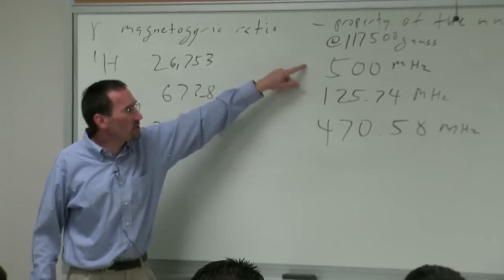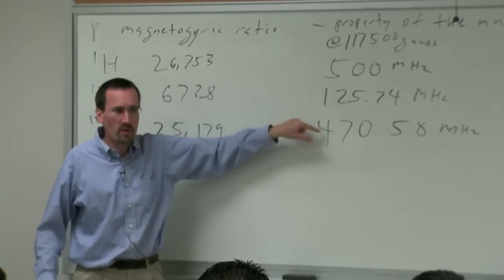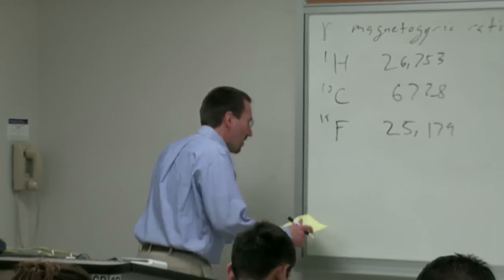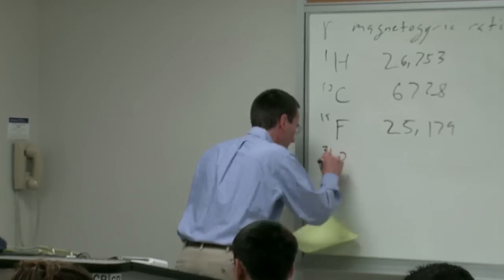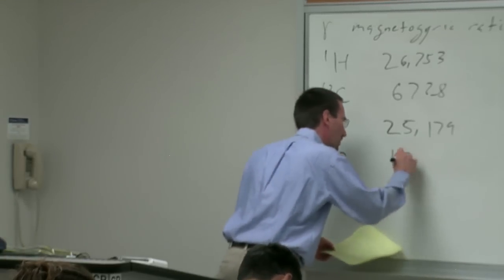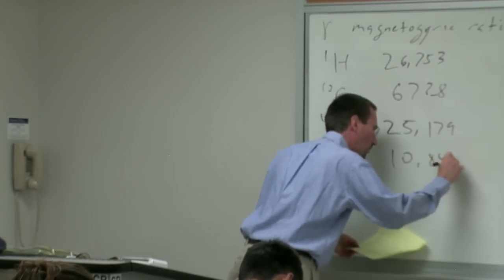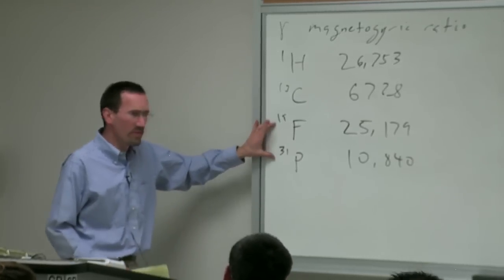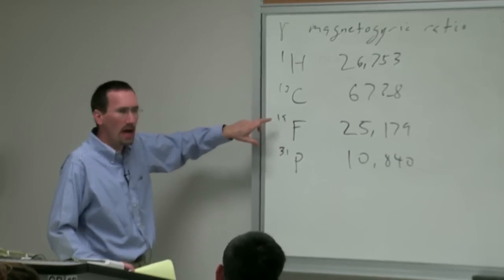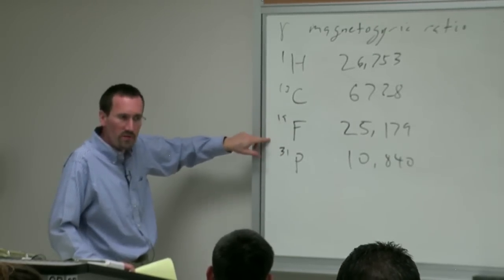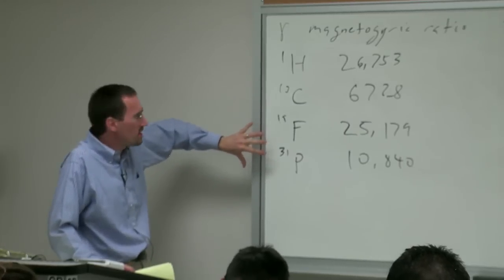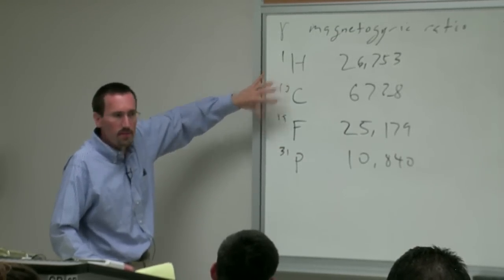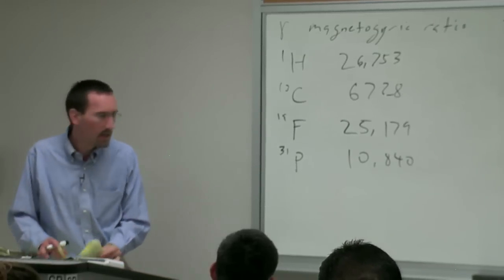Fluorine is interesting because often you can use the same coil for fluorine, for carbon, and for proton. Phosphorus also has a smaller magnetogyric ratio. It's 10,840. Now remember, fluorine and phosphorus have all of their naturally occurring nuclei as F19 and P31. So these are not damned by the low isotopic abundance the way carbon is.